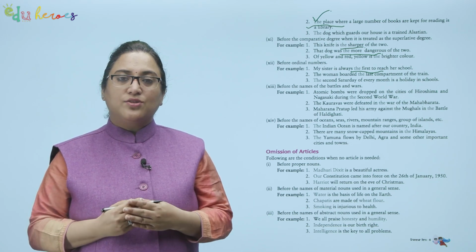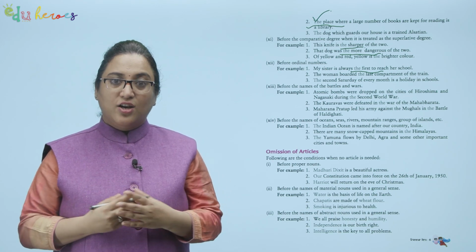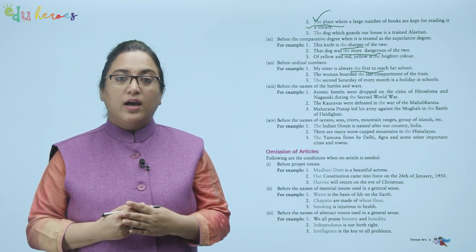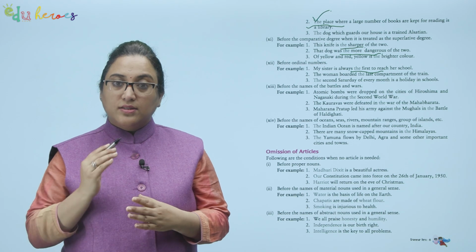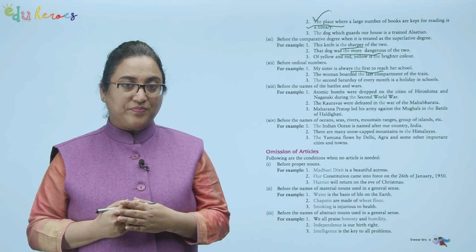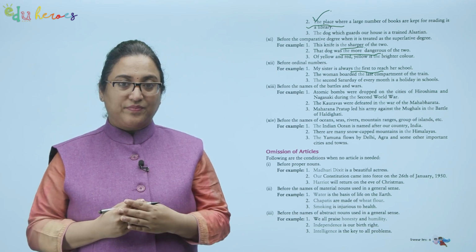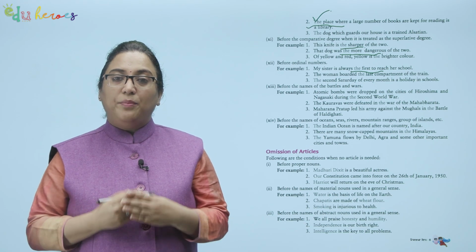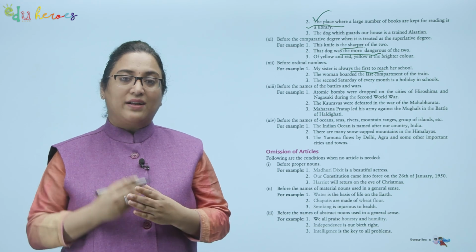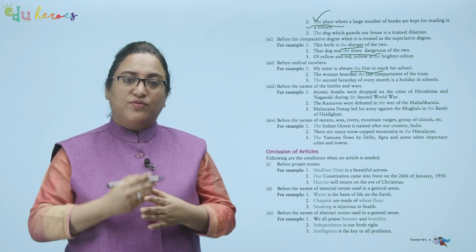Another interesting way to use the is before the names of battles and wars. For example, atomic bombs were dropped on the cities of Hiroshima and Nagasaki during the Second World War. So we are again trying to specify and highlight it. The Kauravas were defeated in the war of the Mahabharata. Maharana Pratap led his army against the Mughals in the Battle of Haldighati. So here, the is placed before the names of the battles or wars.